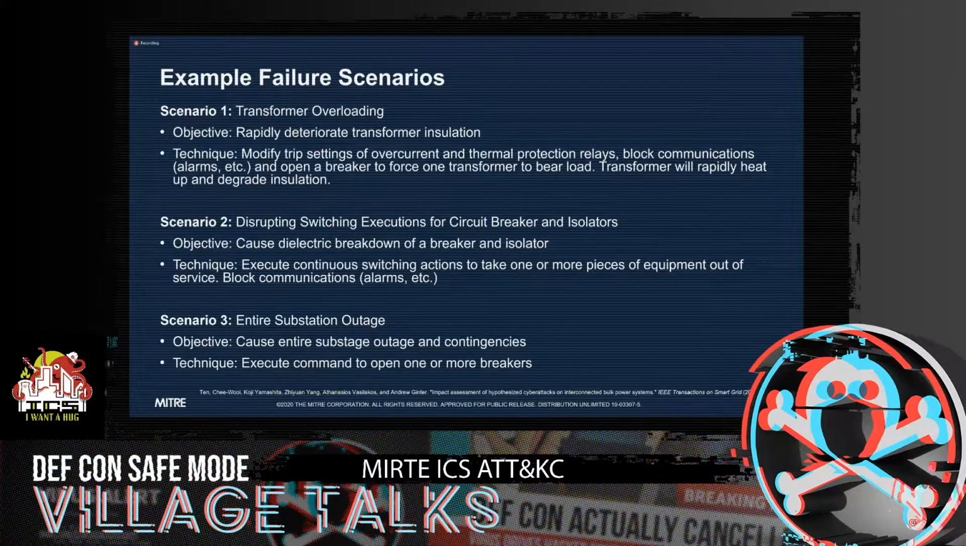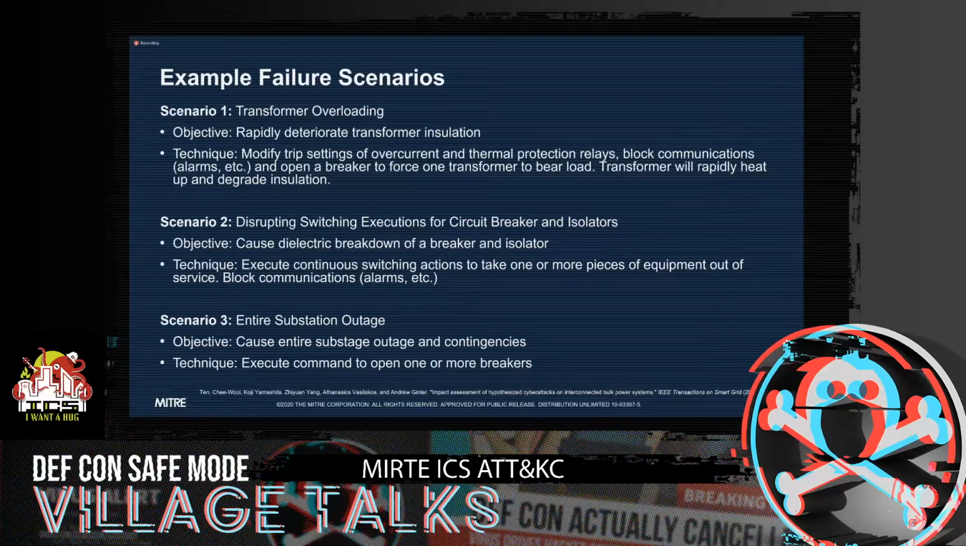So let's look at some example failure scenarios. These come from researchers who are power engineers, and they released a research document through the IEEE that details some interesting failure scenarios. Scenario one is transformer overloading. In this scenario, the objective of the adversary is to rapidly deteriorate transformer insulation. This really represents one of those low and slow attacks that damage long lead time pieces of equipment.